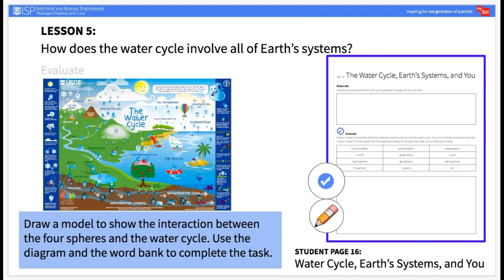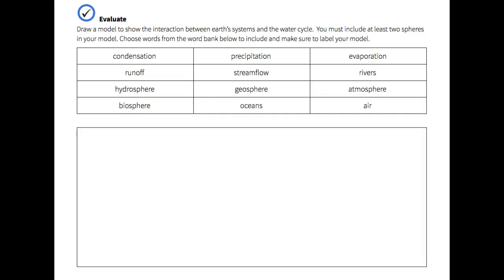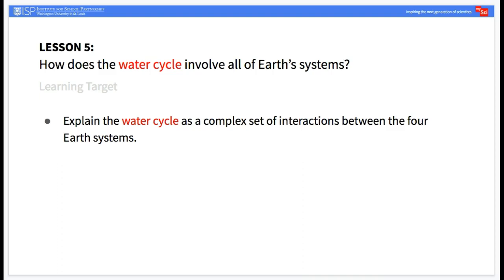In the Evaluate portion of this lesson, students will complete a formative assessment. With the USGS water cycle diagram as a resource, students will develop their own model depicting how the water cycle involves the Earth's 4 spheres. By the end of this lesson, students will have explained the water cycle as a complex set of interactions between the 4 Earth systems.